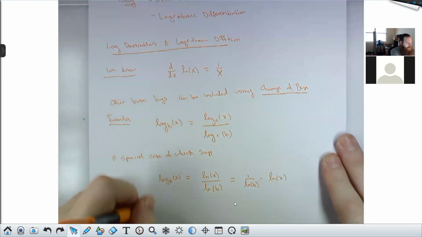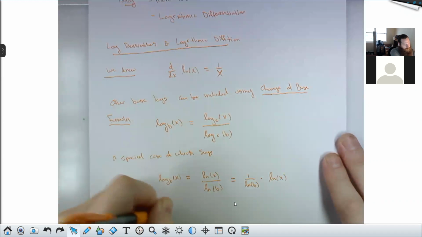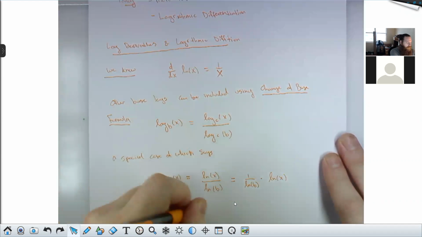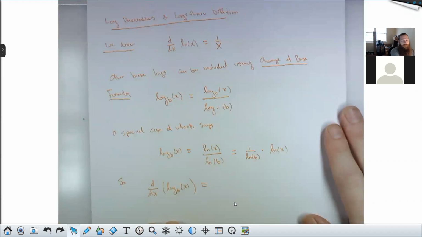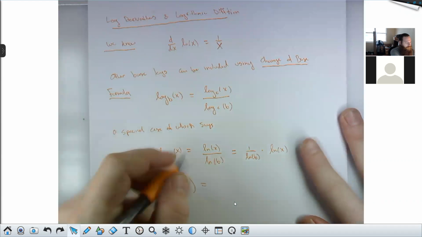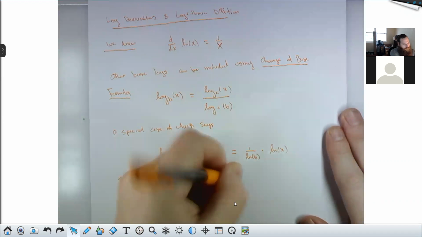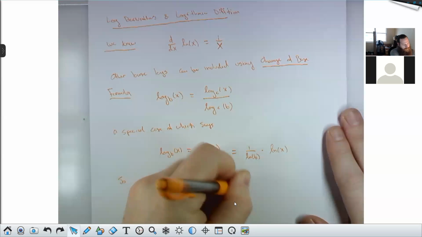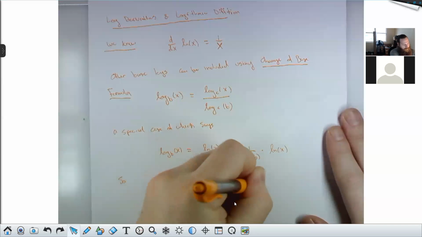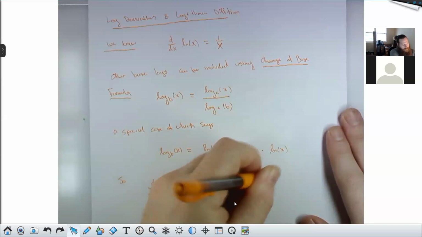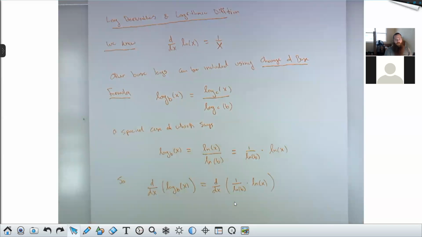So if I wanted to differentiate some other base logarithm, how's that going to shake out? Well, I just have to differentiate this thing instead. I'm going to hold here and let you think about how we would differentiate that. I see there's a question in chat.